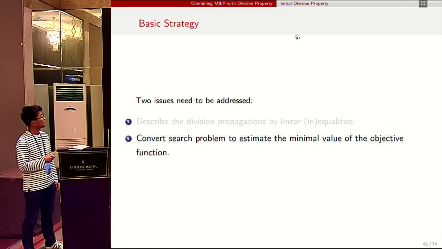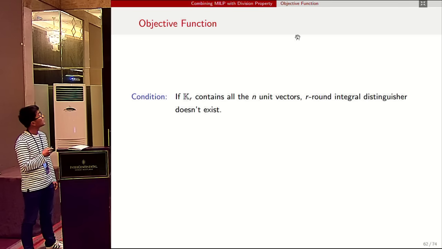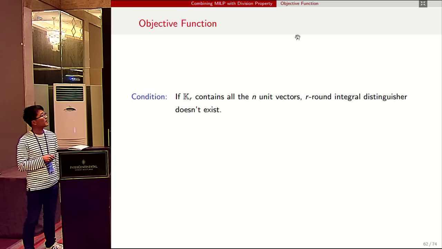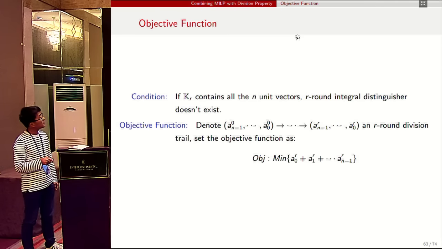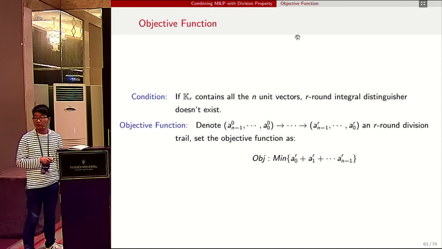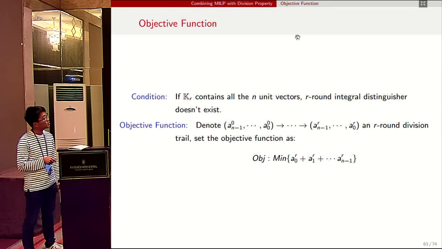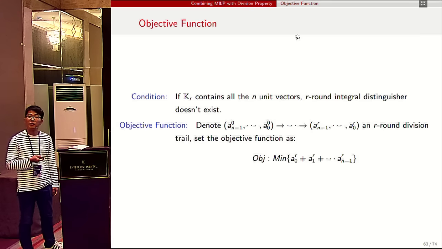Now we can proceed to the second issue: convert the search problem to estimate the minimum value of the objective function. We know that if Kr contains all the n unit vectors, an R-round integral distinguisher doesn't exist. So if this is an R-round division trail, we can set the sum of the coordinates of the last vector as the objective function, and we try to find the minimum value of this objective function. If the minimum value of this objective function equals 1, then we have found a unit vector.